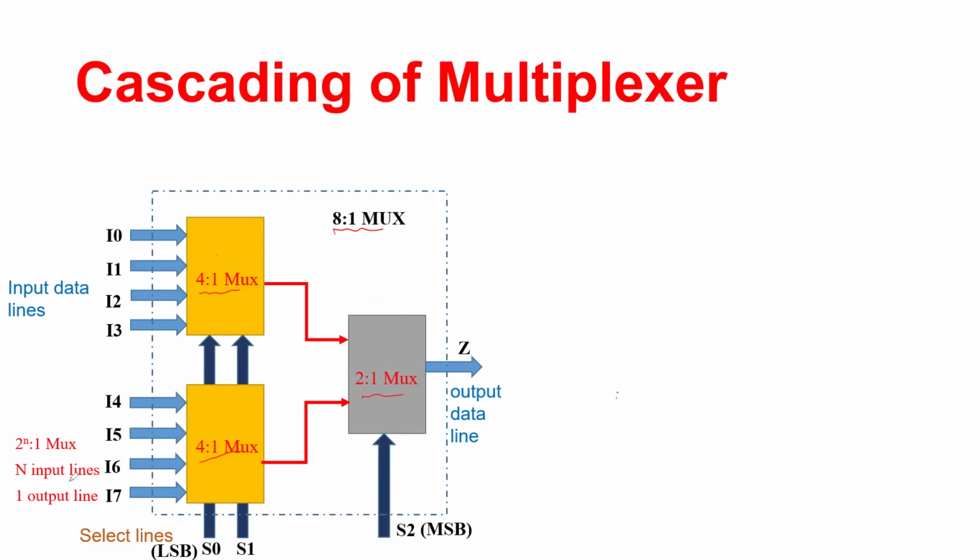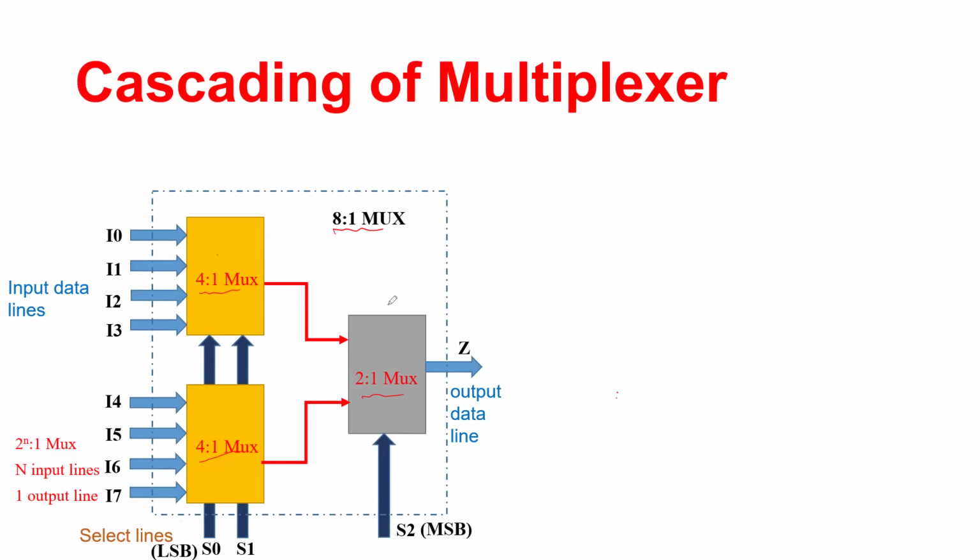And obviously, again, if we look at this definition, N is the number of select lines. There have to be three select lines, S2, S1, S0, with S2 being the most significant bit and S0 being the least significant bit. So obviously, three input select lines, one output line, and 2 to the power 3, because n equal to 3, becomes 8. That is how you have got the definition of an 8:1 MUX.